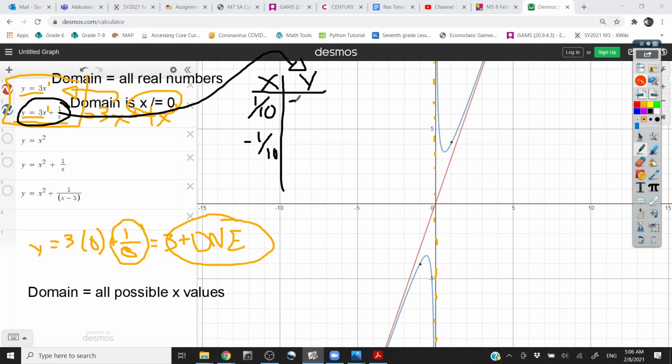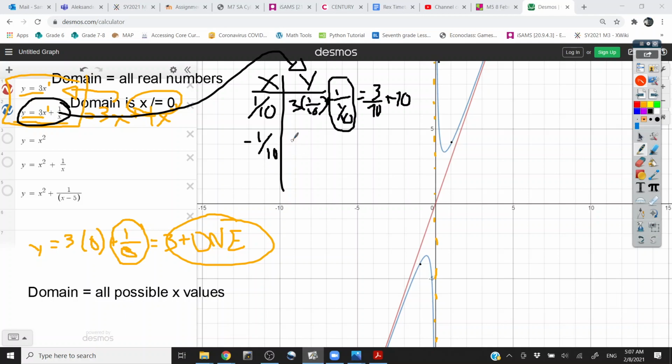At 1/10, I would have 3 times 1/10 plus 1 over 1/10, which is 3/10, or 0.3, plus 10, because 1 over 1/10 is 1 divided by 1/10, and 1/10 goes into 1 10 times. So that is 10.3, and I see at the x value 0.1 right here, I'm up here at like 10 and 1/10, wherever that value is.